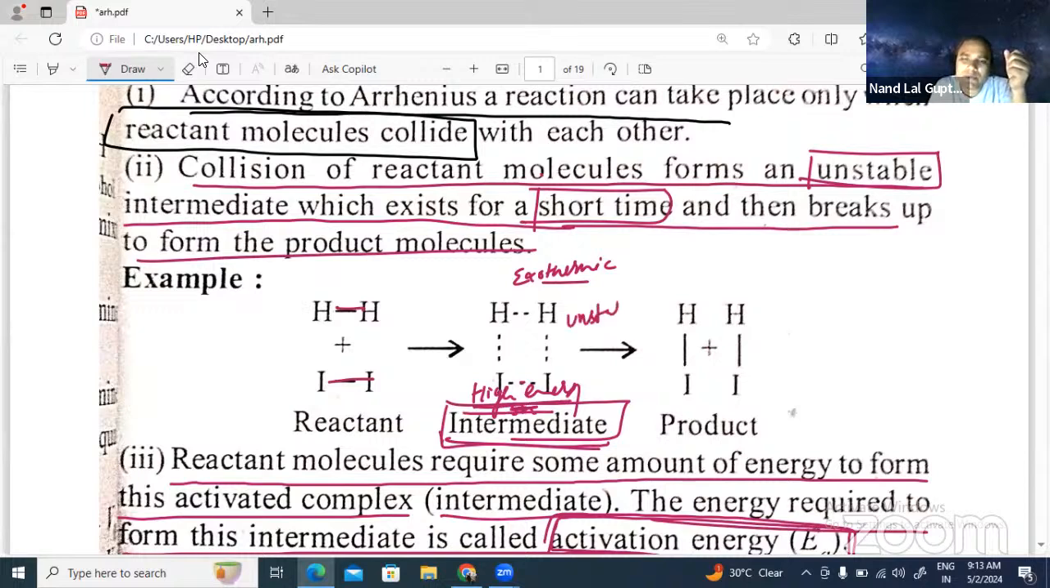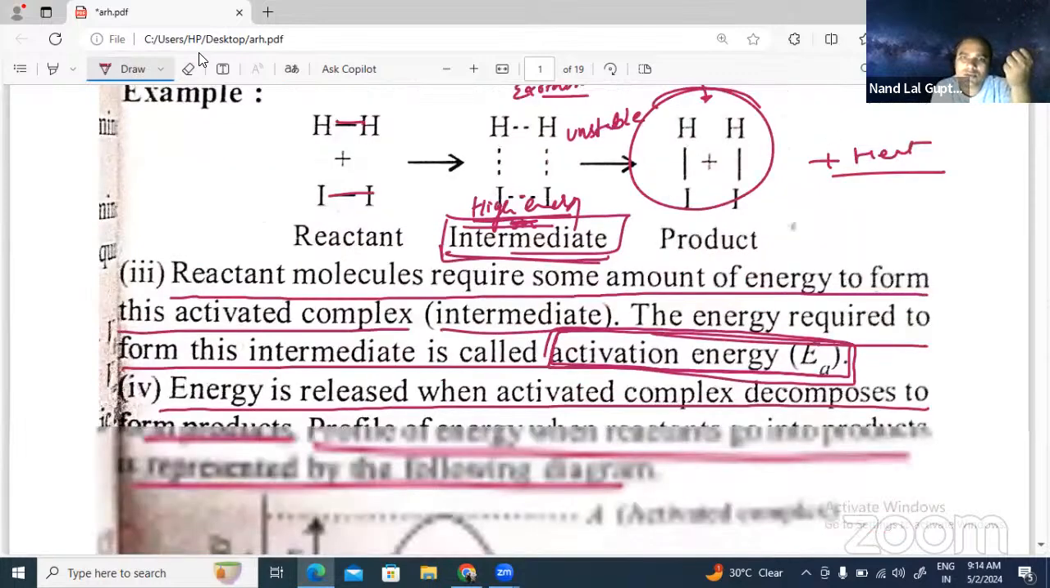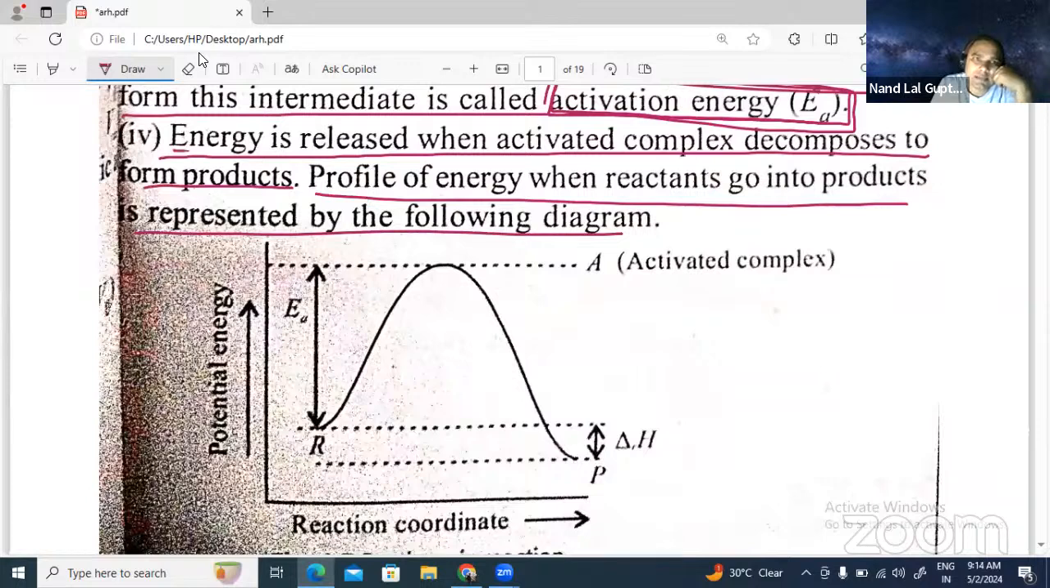Now, what is happening? To become stable, energy must be lost. So when this is converting into product, loss of energy takes place. Loss of energy means bond formation is an exothermic process. So heat is going to be liberated. If heat is liberated, this molecule has less energy, that is the stable product. So you can read once more: energy is released when the activated complex decomposes to form product.